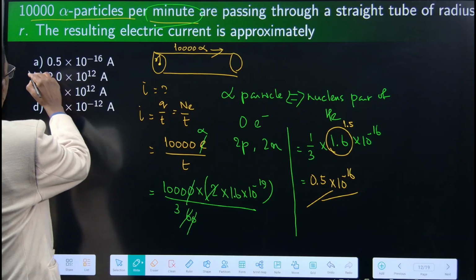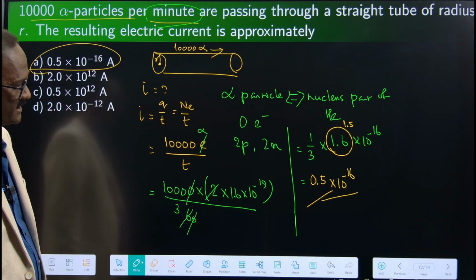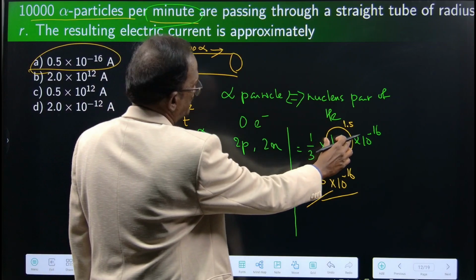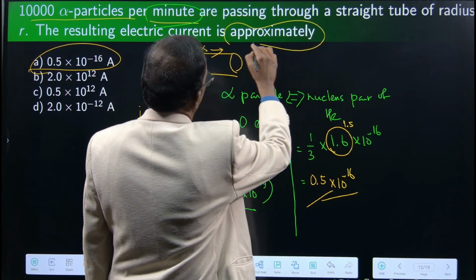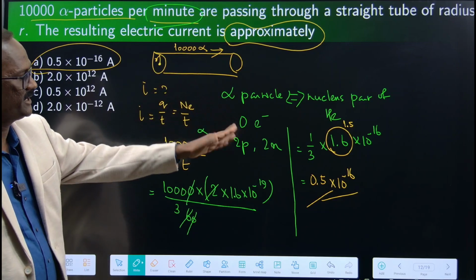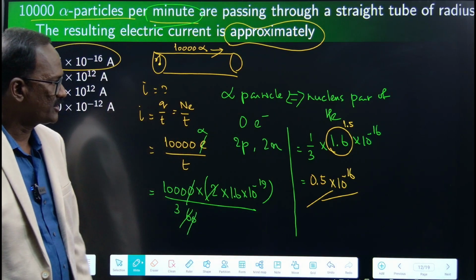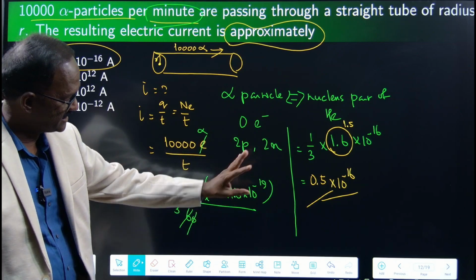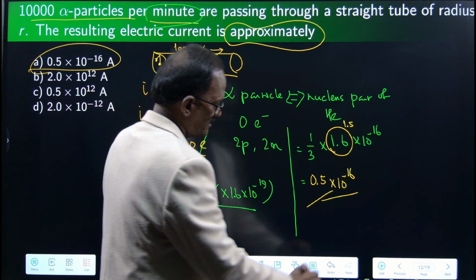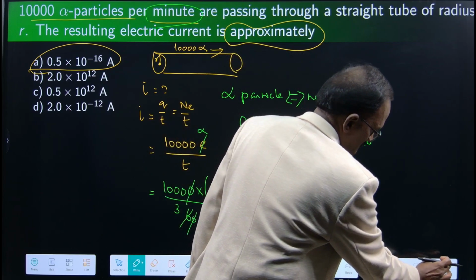Yes, option A: 0.5 into 10 to the power of minus 16. We can make the approximation because the question itself gives you the hint that an approximate answer can be put here. So 1.6 I am writing as approximately 1.5. 1.5 by 3 is 0.5, so 0.5 into 10 to the power of minus 16 amperes.